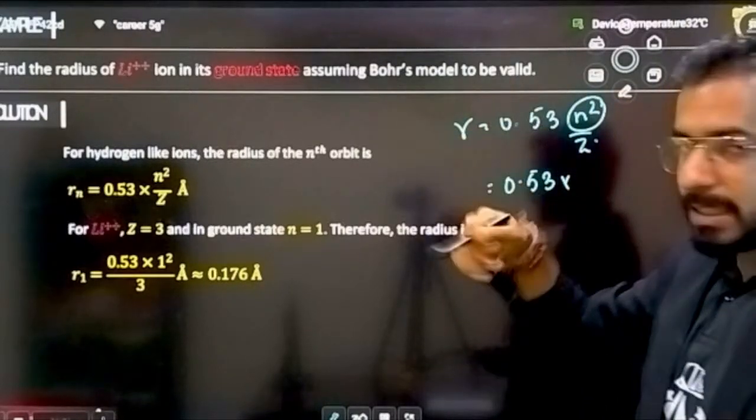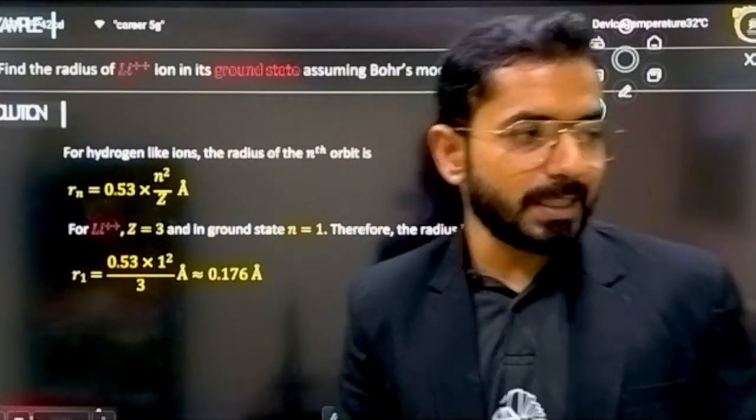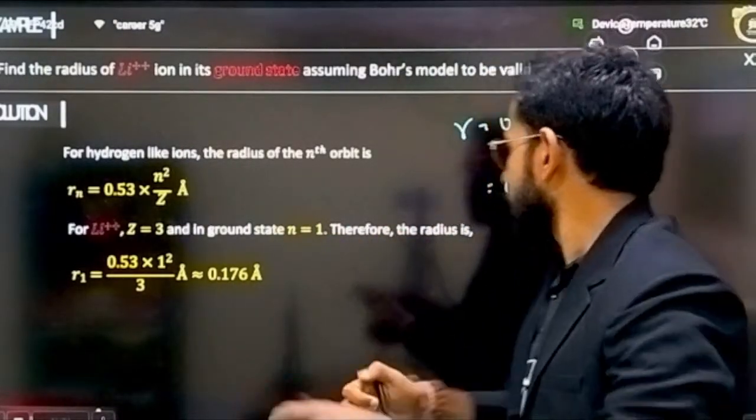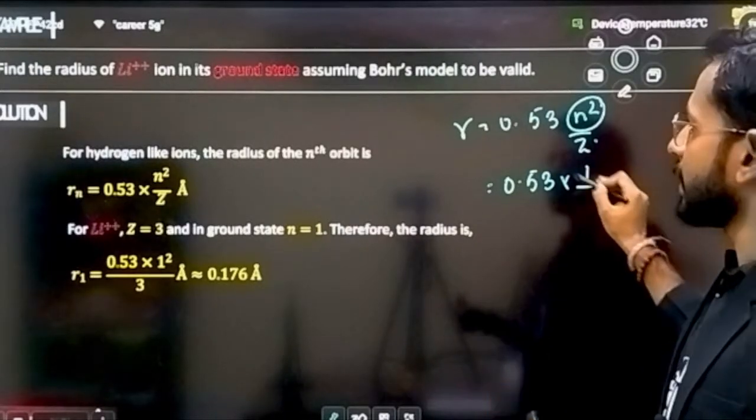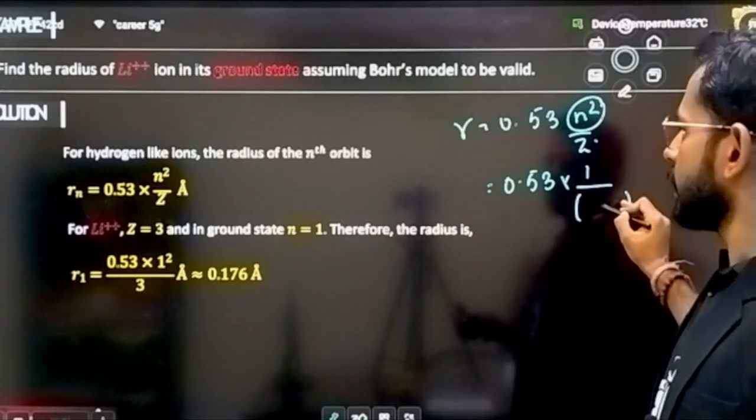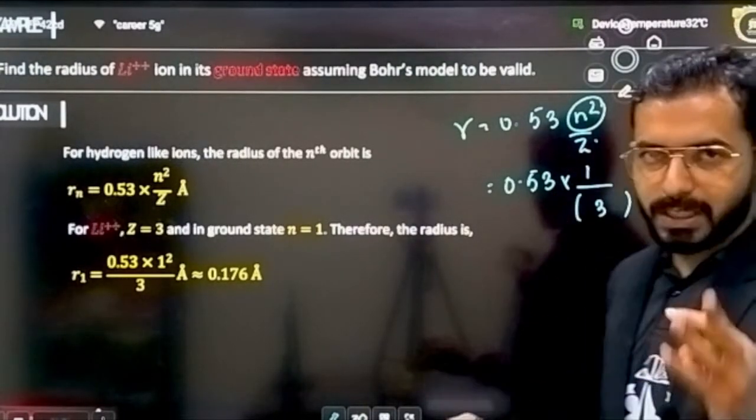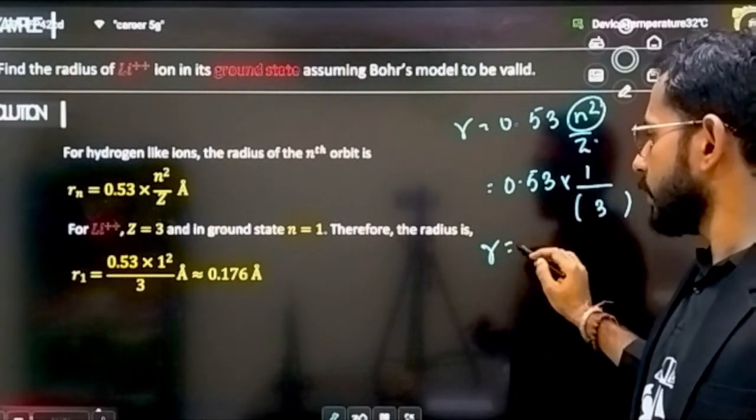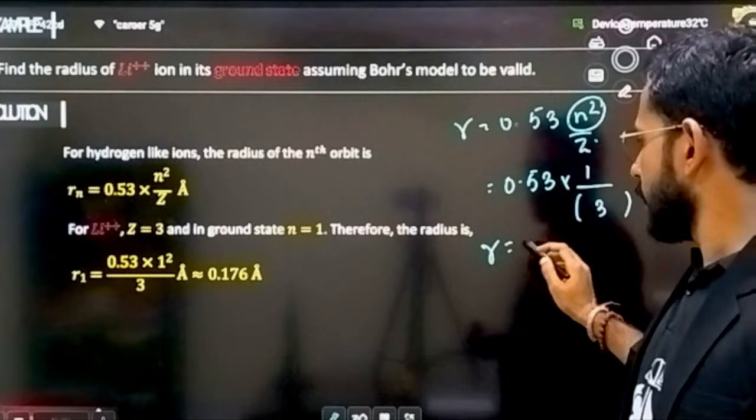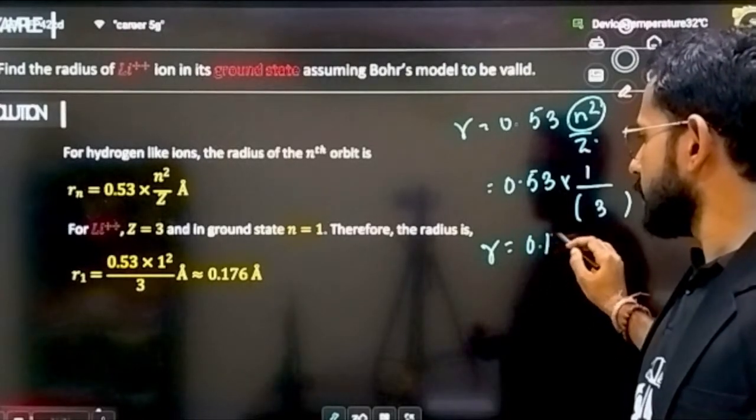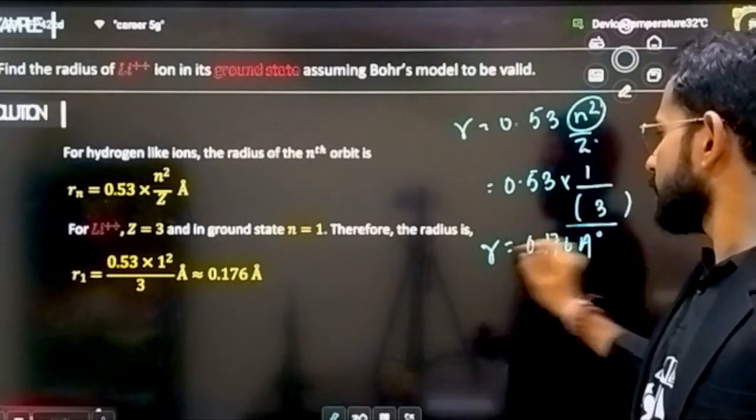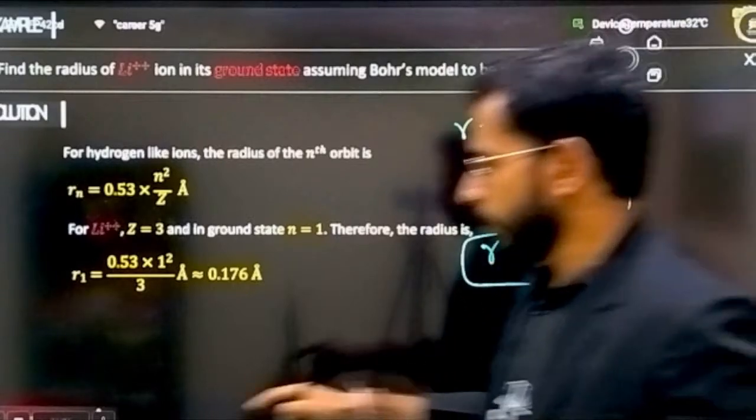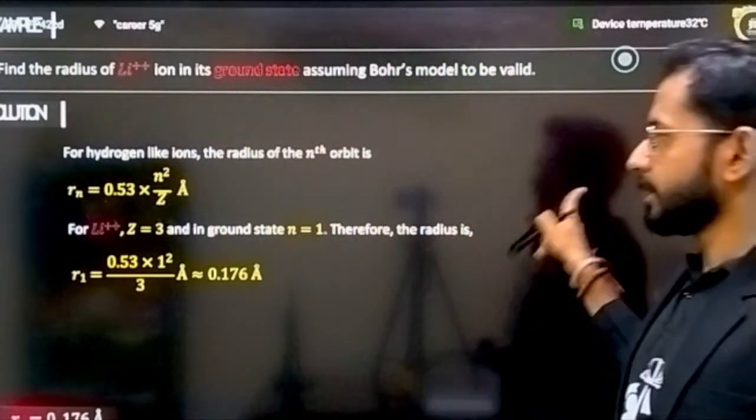In which state is it? n represents the state in which it is present. Ground state means n is equal to 1, divided by Z. What is Z for lithium? Hydrogen, helium, lithium, atomic number 3, so the Z value is 3. Just solve it and you will have a radius, and the answer is given: it is equal to 0.176 angstrom. Simple. I have just told you how to put the values.